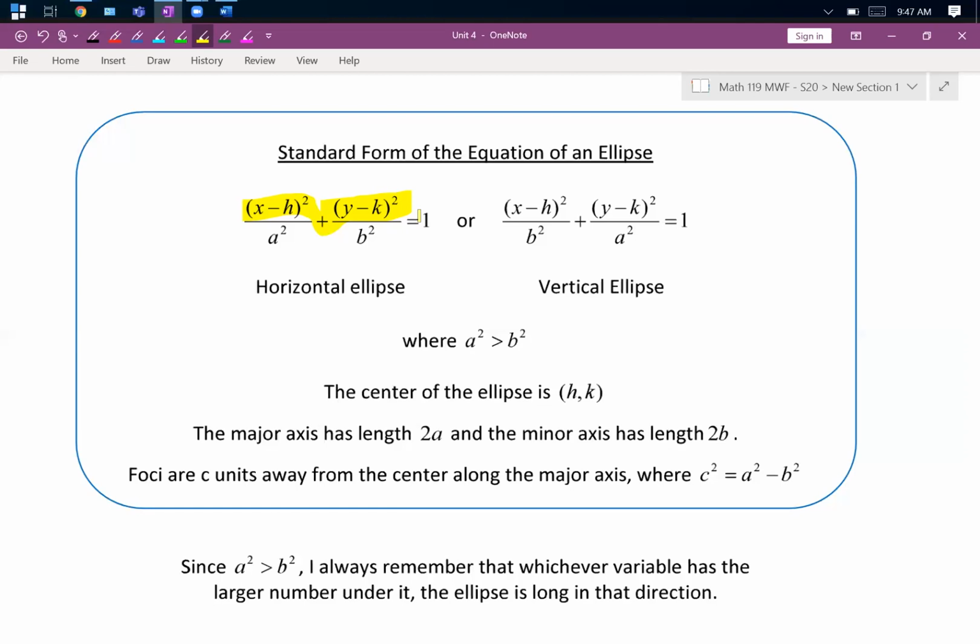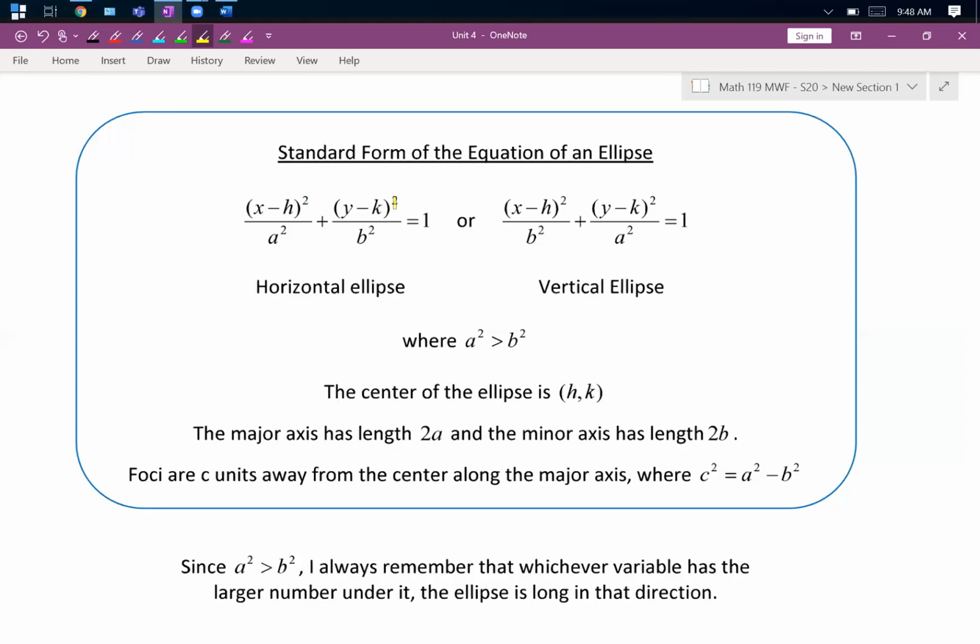Super easy. I don't really like to remember more things than I have to. You know that about me. So I don't want to have to remember two different standard forms for the ellipses, depending on whether it's horizontal or vertical.